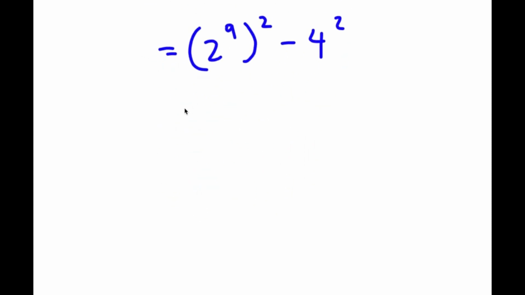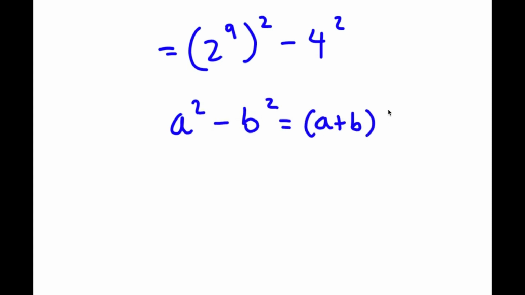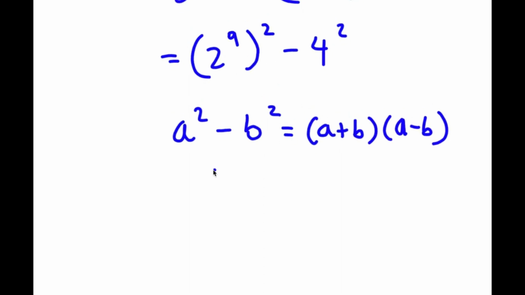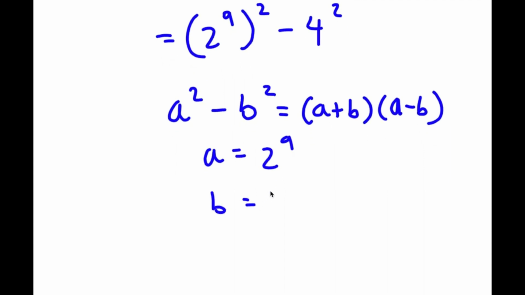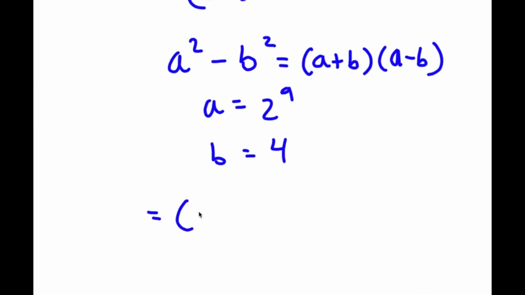Now, if I have something in the form a squared minus b squared, this is equal to a plus b times a minus b. So in this case, I can think of a as 2 to the power of 9 and b as 4. So now I have 2 to the power of 9 plus 4 times 2 to the power of 9 minus 4.